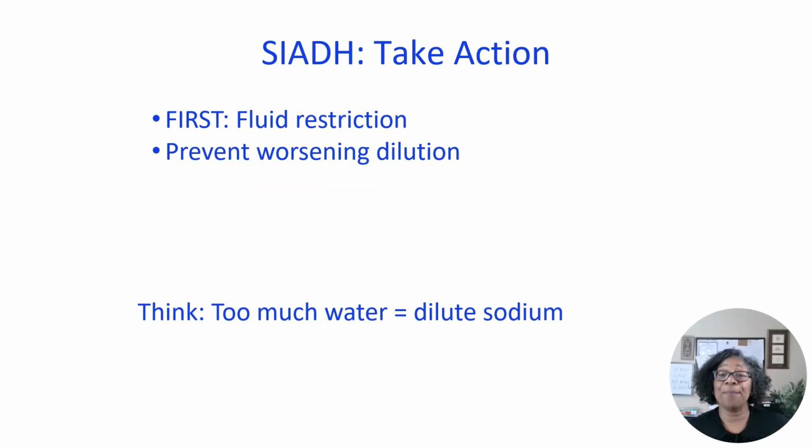And so that priority is fluid restriction. Think about it. A lot of people may think, okay, the sodium is low, I need to give them saline because the saline's full of salt, and if I give them more saline, that would correct the hyponatremia. But you have to realize giving more fluids can actually worsen the problem. You may think, oh, my patient needs diuretics. Diuretics may be used, but it's not the first step.